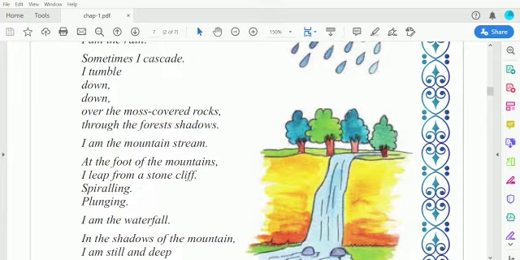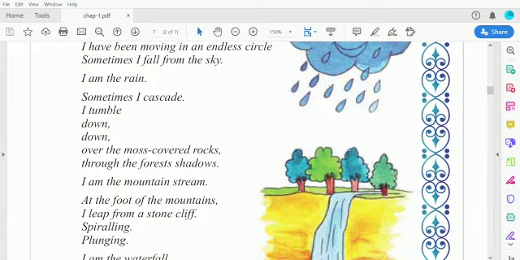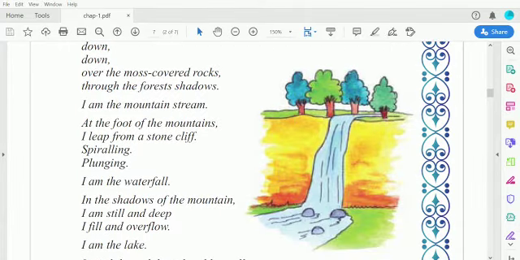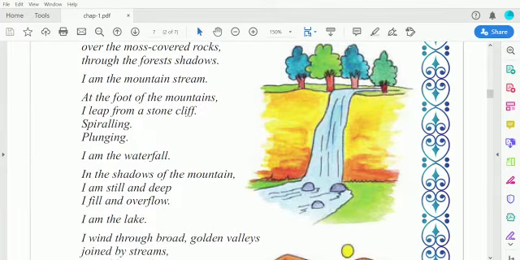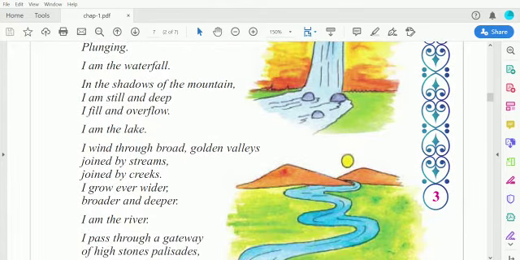And in the shadows of the mountains, water collects. It is still and deep. It fills and overflows. This form of water is the lake. After falling down, it stays in one place. Still means in one place, and that is the lake. I think you all have seen a lake.